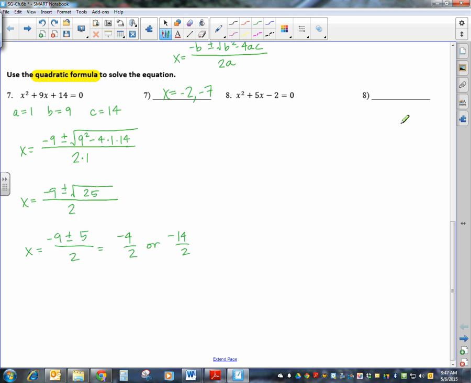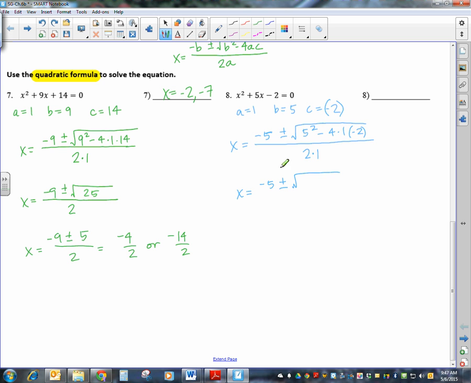Okay, so moving along. The next one, again, write down a equals 1, b equals 5, c equals negative 2. So x equals the opposite of b, negative b, plus or minus the square root of b squared minus 4ac. And remember when I taught this lesson, I told you that you always need to put your negatives in parentheses so you don't mess up your calculations. Okay, so x equals negative 5 plus or minus the square root of, and I'm putting that in my calculator.